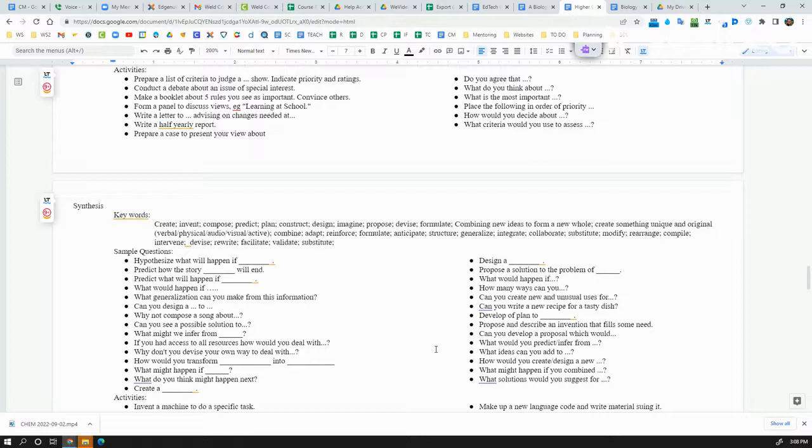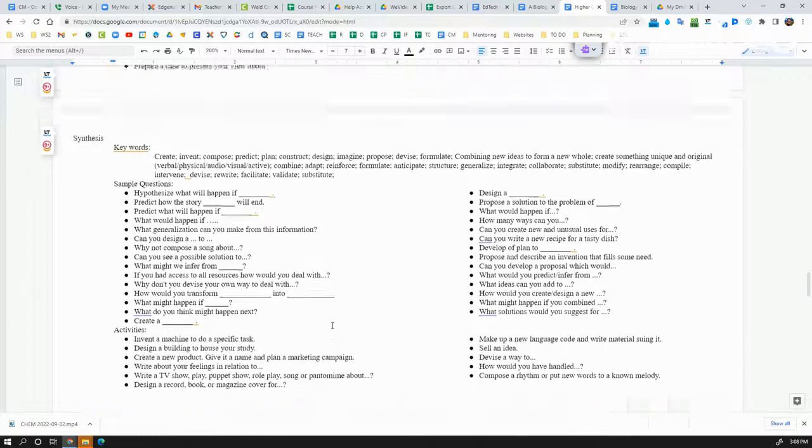What would happen to a plant cell if it lost its chloroplast, or what would happen to an animal cell if it suddenly had chloroplast in it? Or look at this data. What does this data infer? What can you say that is true based on this data? What ideas could you add? In what way would you make a cell better? So these are some examples of synthesis questions.